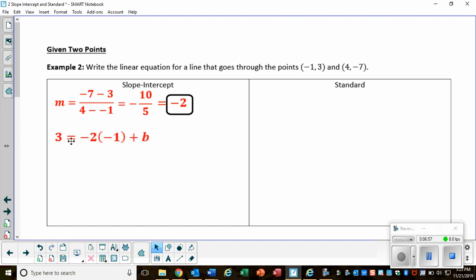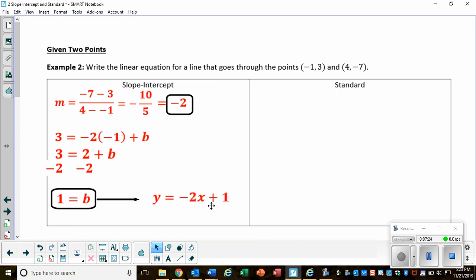So I have 3 equals -2, my slope, times -1, the x value, plus b. I can solve for b. So I'm going to go ahead and multiply this. I get 3 equals 2 plus b, subtract 2 from both sides, and I get b equals 1 again. So that's my y-intercept. Using my slope and my y-intercept, I can now write my slope-intercept form. Y equals -2x plus 1. So that's slope-intercept form. The only extra step I had to do from example 1 was find the slope first.